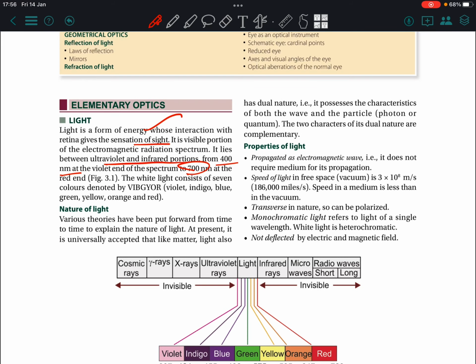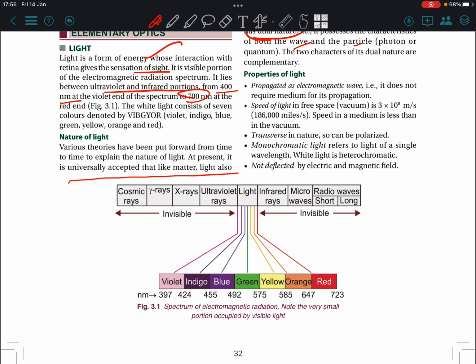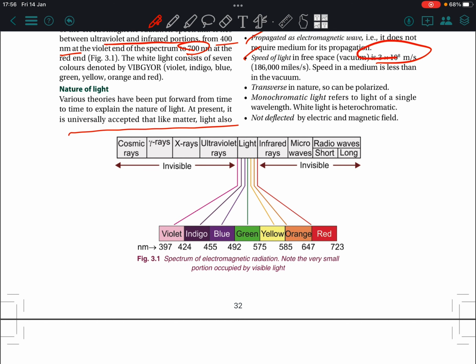Nature of light: various theories are given. At present, it is universally accepted that, like matter, light also has a dual nature. That is, it possesses characteristics of both wave and particle. Properties of light: it is an electromagnetic wave. Speed of light in free space is 3 into 10 power 8 meter per second. Transverse in nature, monochromatic, non-deflected.